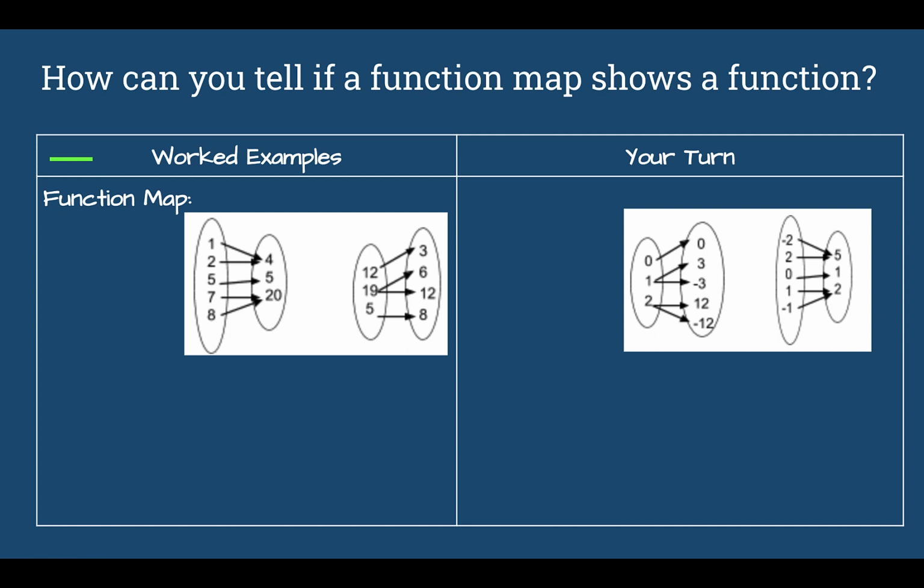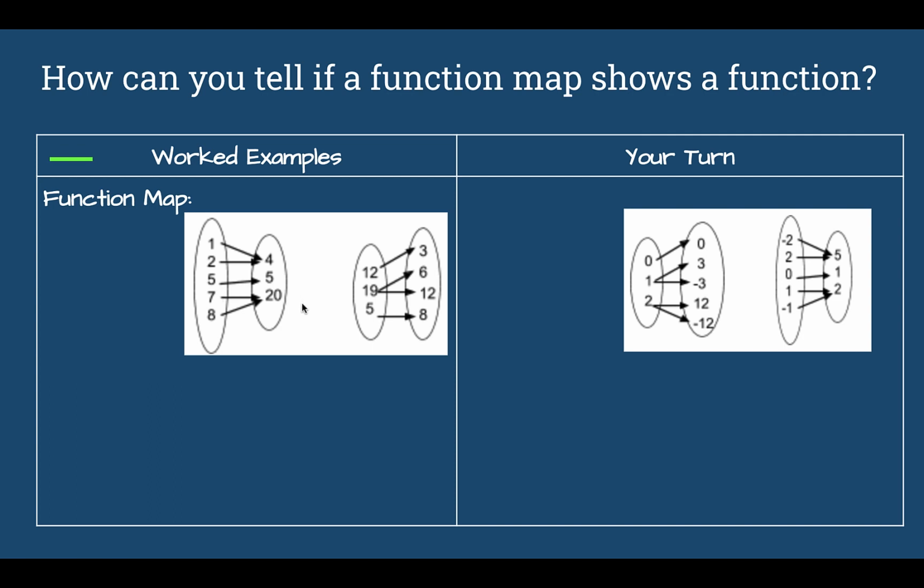The next one's called a function map. This shows a group of inputs on the left, and it shows what they go to as outputs on the right. The arrow shows what number came out. So if I put 1 in, 4 came out. If I put 2 in, 4 came out. 5 went in, 5 came out, and so on.